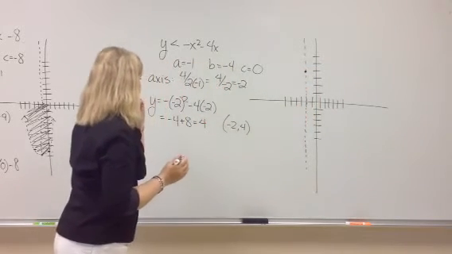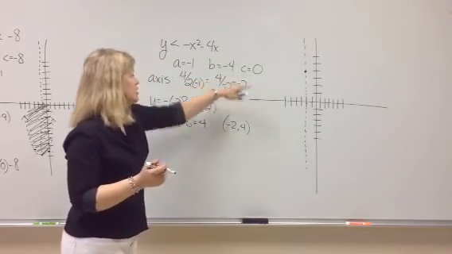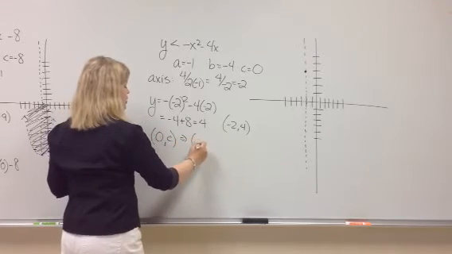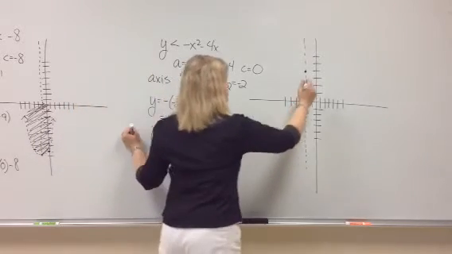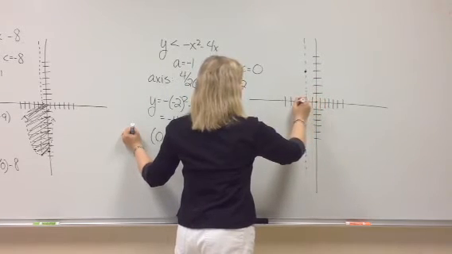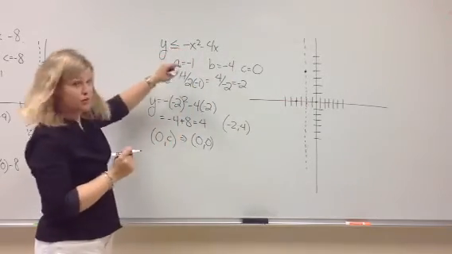Okay? Now, we can pick a point on either side, or we can just look and say, well, c is 0. The y-intercept is just going to be at 0, 0. So we know we've got this point, and reflected across, we've got this point. Hey, I just changed the problem. Did you notice? Just to give you something different.